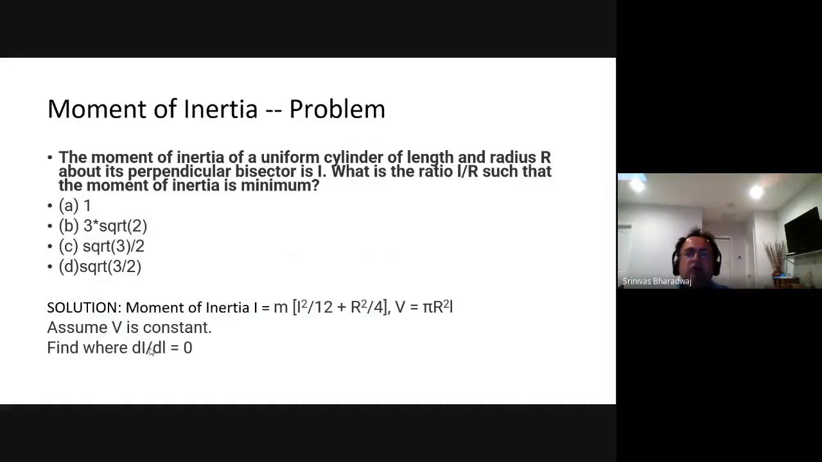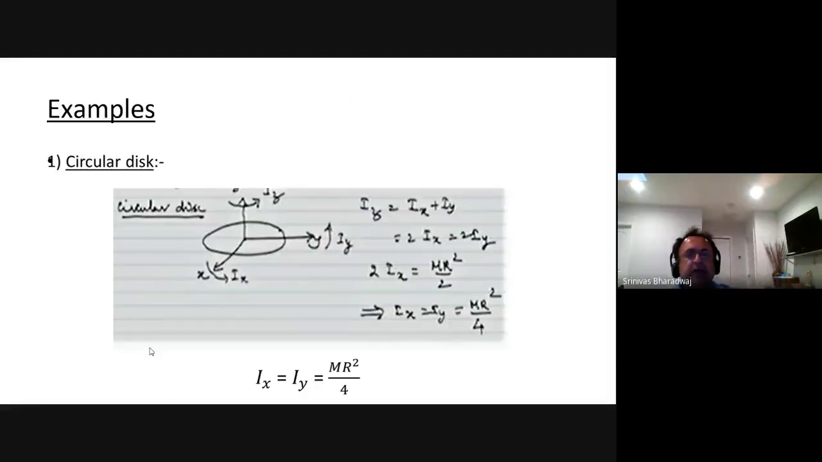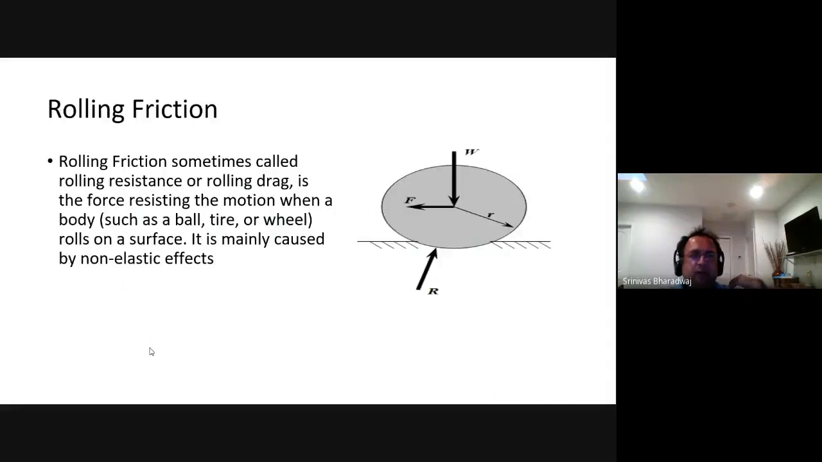So now, because V is a constant, you can write this all in terms of just one variable, right? Now, whether that variable is R or L is up to you. Okay, so you can write R square as V by pi L. When you write R square as V by pi L, you then have an equation only in L. Then you differentiate, dI by dL equals 0, will give you the point where it becomes minimum, and you will get one of the answers there. All right. So that is with respect to these moment of inertia questions.